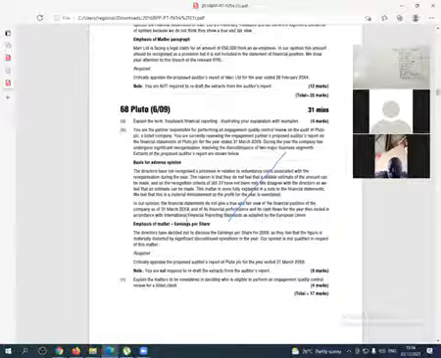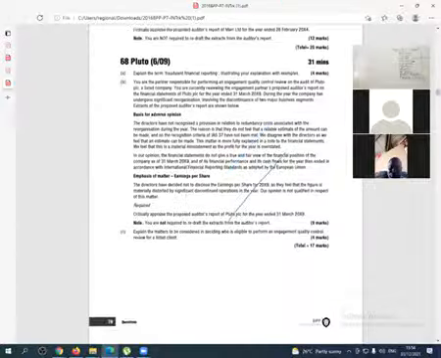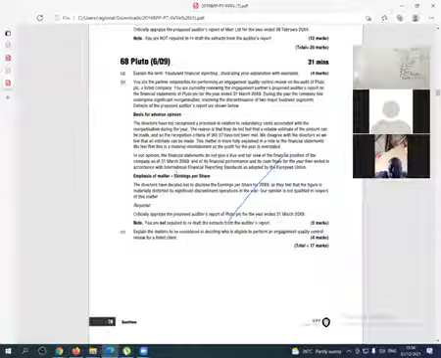Emphasis of matter, earnings per share. The directors have decided not to disclose their earnings per share for 2019 as they feel that the figure is materially distorted by significantly discontinued operations in the year. Our opinion is not qualified in respect of this matter. So, critically, for 9 marks, appraise the report. We start with the first one. Do you think, ladies and gentlemen, this is a proper expression of an opinion?